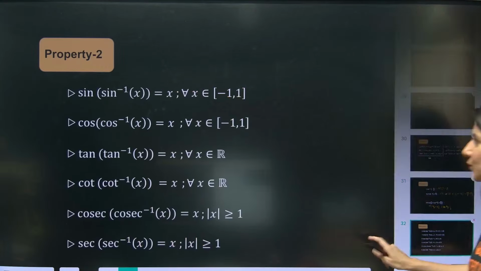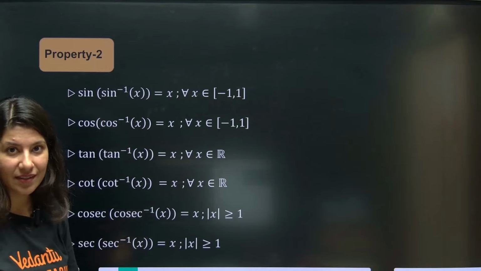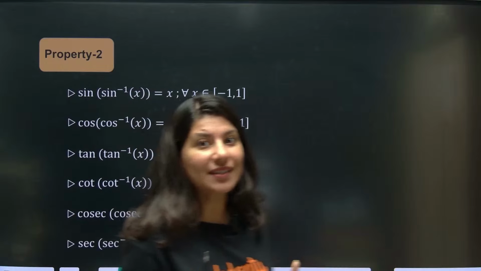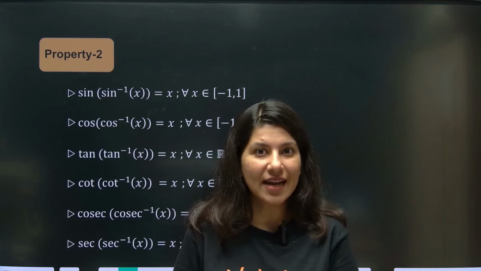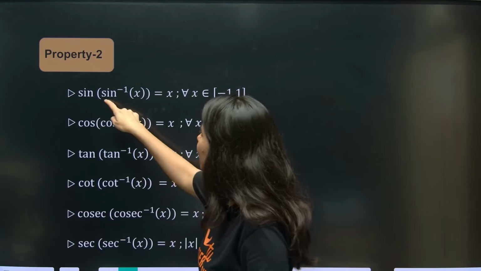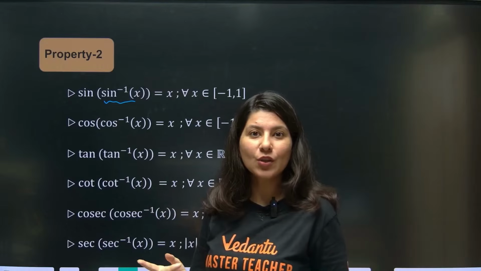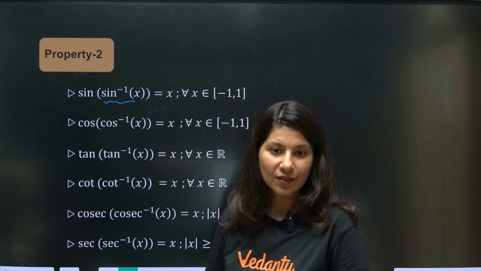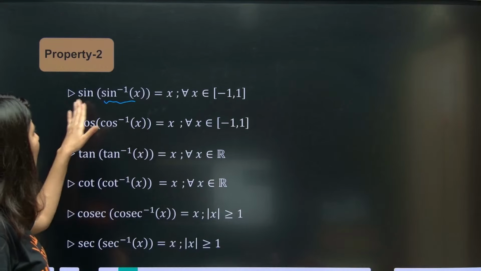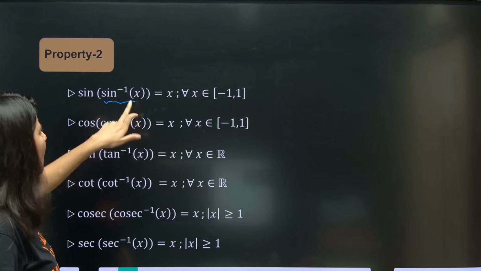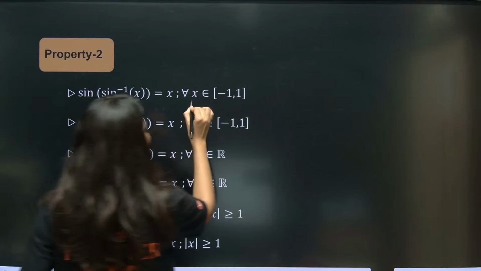Now property number 2. Property number 2 is sine of sine inverse x. And property number 3 is sine inverse sine x. Understand? In property number 2, you have ITF inside, and in property number 3, you have inverse outside. So what will be the difference of the meaning? First of all, sine of sine inverse x, what will be the domain? Domain is applicable on x, and x is inside sine inverse, so clearly domain is -1 to 1.